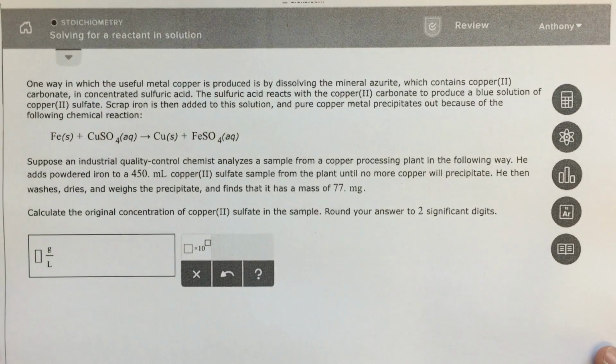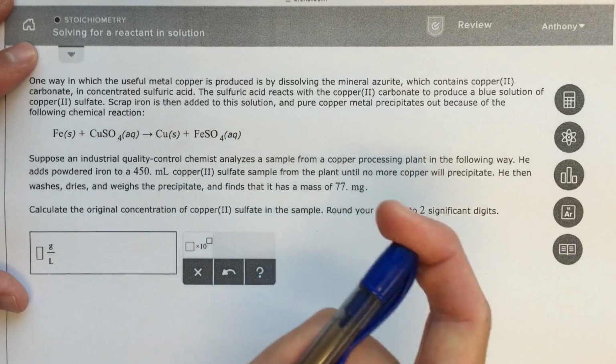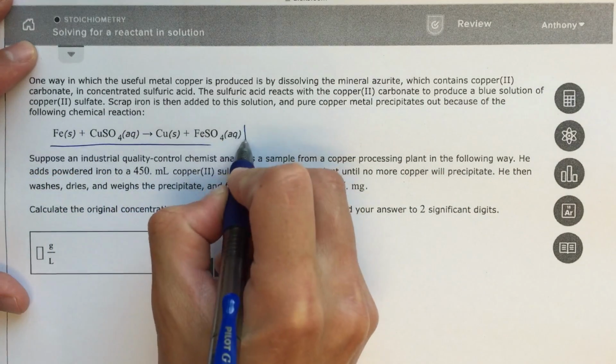All right, class. So this is an ALEKS topic that's called solving for a reactant in solution. I had a request to talk about this and help you guys out, so let's go ahead and do it. All of this wording up here is pretty much irrelevant. What's really important is obviously our balanced chemical equation.